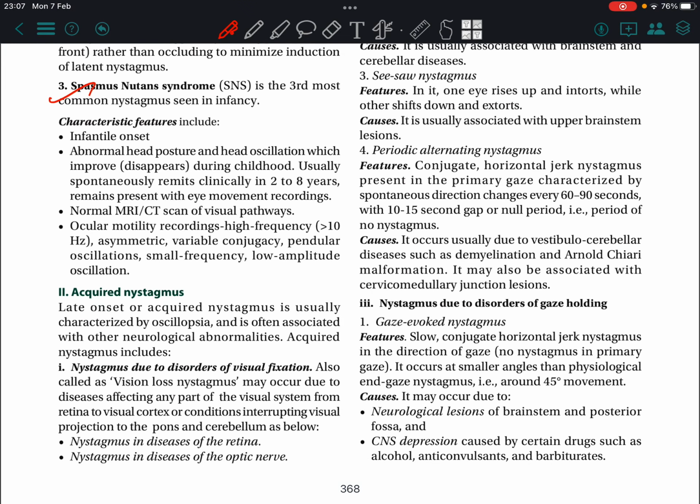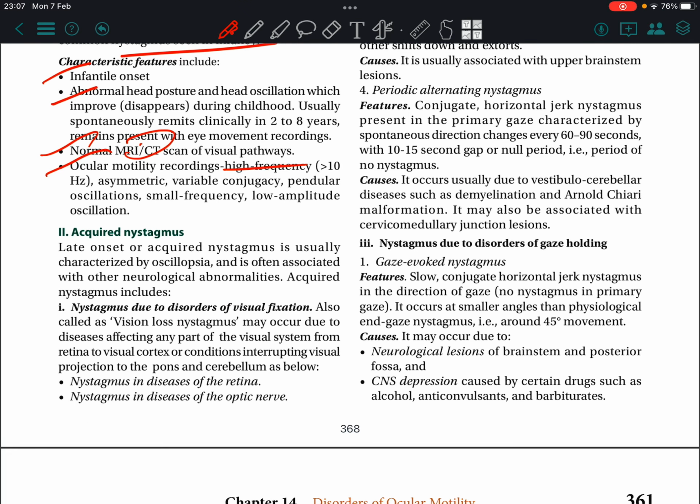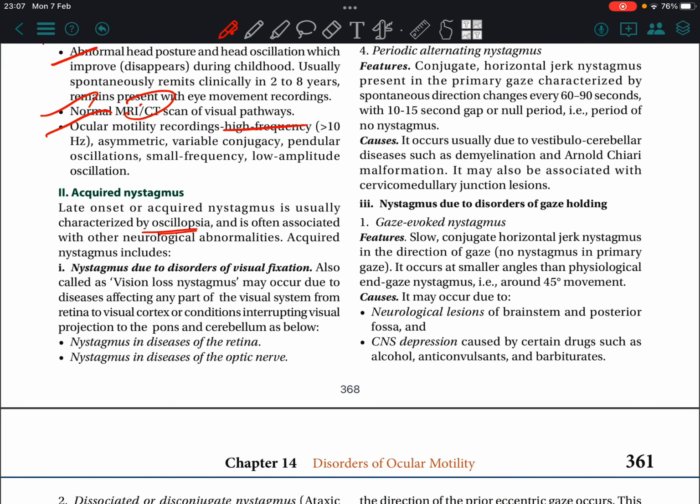Spasmus nutans syndrome is the third most common nystagmus in infancy. Characteristic features: infantile onset, abnormal head posture and head oscillation which improve during childhood. Normal MRI, normal visual pathway, ocular motility recording shows high frequency. Acquired nystagmus: late onset or acquired nystagmus is usually characterized by oscillopsia, often associated with other neurological problems.